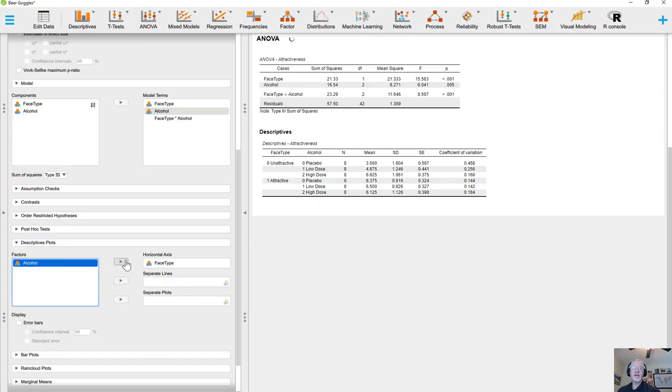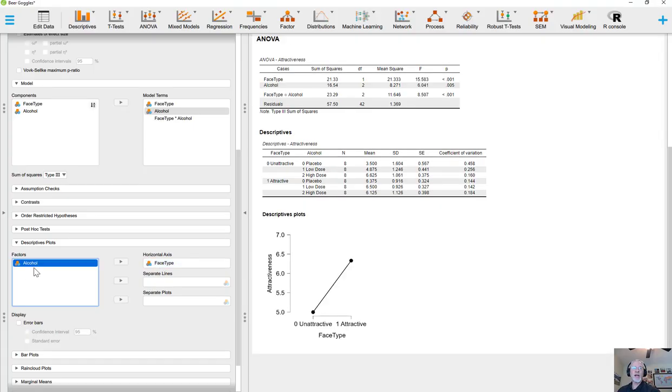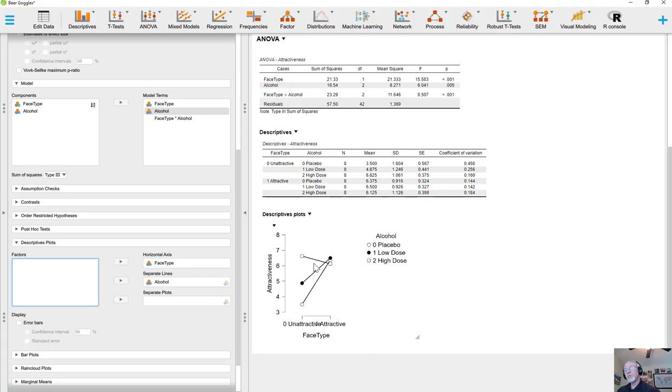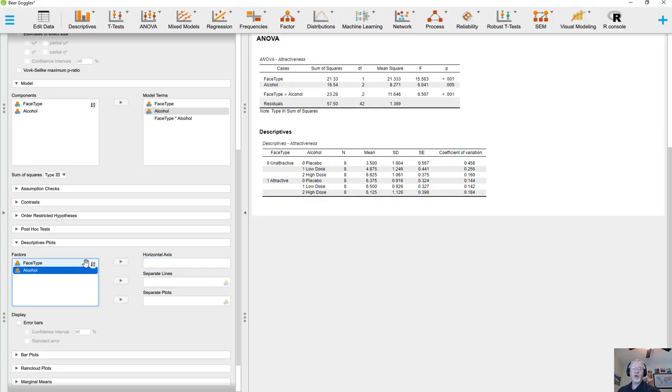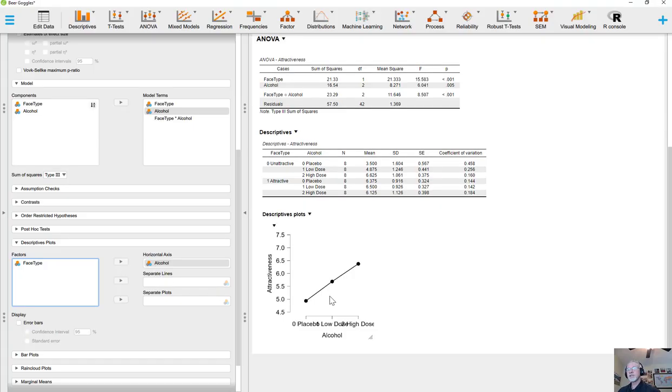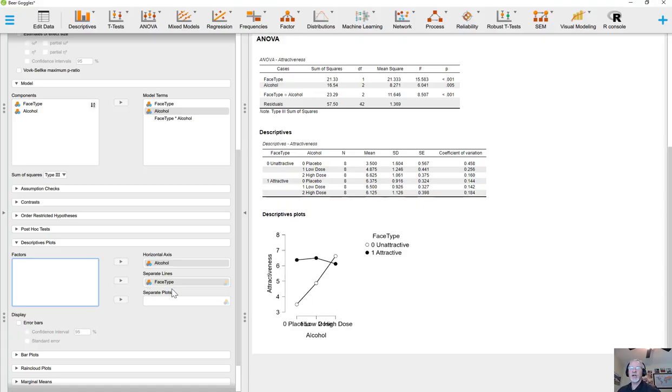You could put in face type for the horizontal axis and then alcohol for the separate lines. There's nothing wrong with doing it this way, but it is more complicated. Generally, when I have a 3x2, I'll take the factor that has 3 levels and put it on the x-axis. So let's redo it. Take alcohol, put it on the horizontal axis because it has 3 levels. Face type, since it only has 2 levels, which will give us 2 separate lines, put it under separate lines.